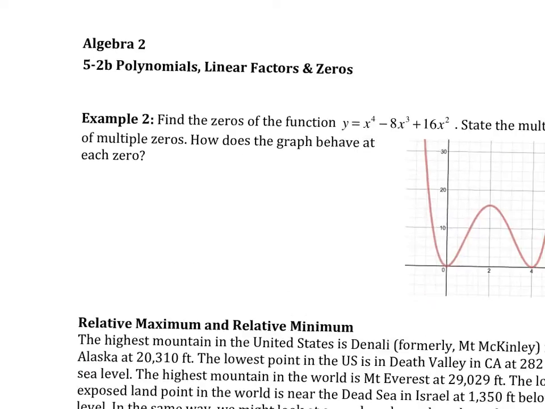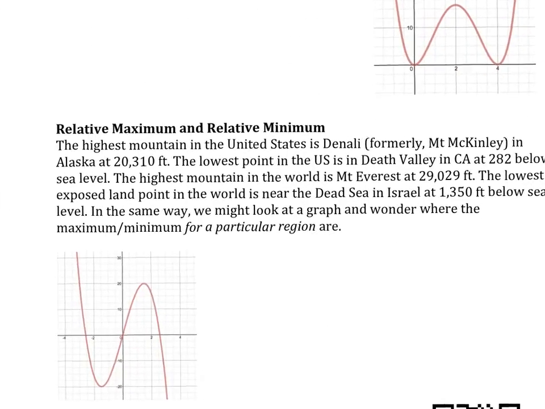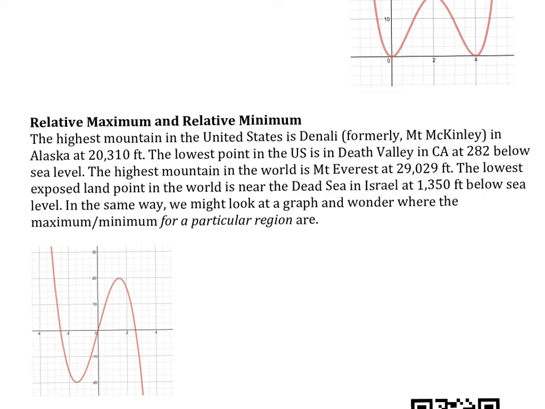So today we're going to pick up where we left off. We're still in section 5.2, and we're going to look at polynomials, linear factors, and zeros. And we're going to focus our attention on our best friend called relative max and relative min. So please take a moment with your neighbor and read through that text there.